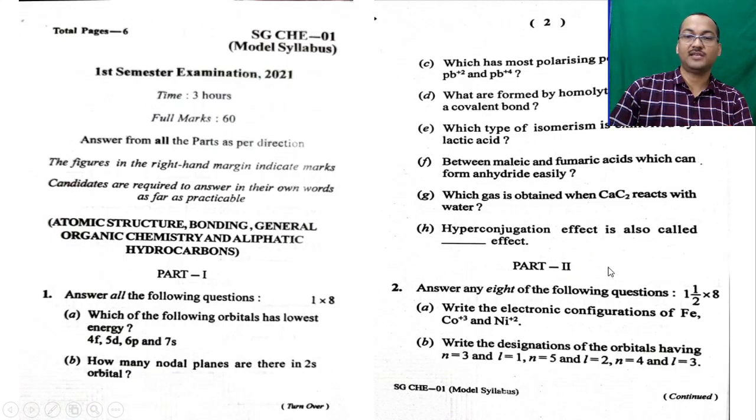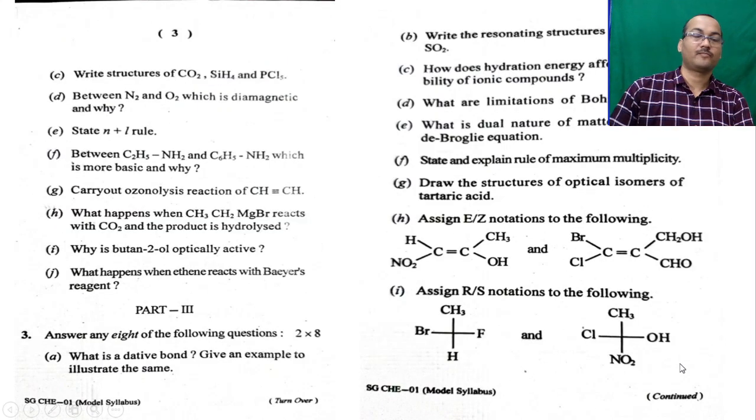Here each question carries 1.5 mark and you have to answer 8 questions only. Write the electronic configuration of iron atom, cobalt 3+ and nickel 2+ ion. Write the designations of the orbitals having n equal to 3, l equal to 1, then n equal to 5 and l equal to 2, next n equal to 4 and l equal to 3. Then write the structures of carbon dioxide, SiH4 and PCl5.